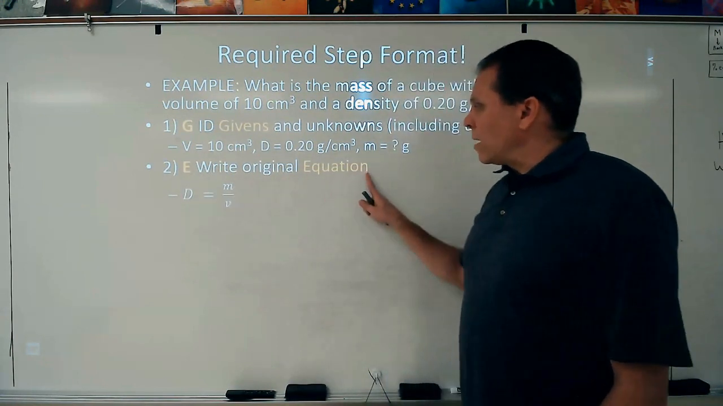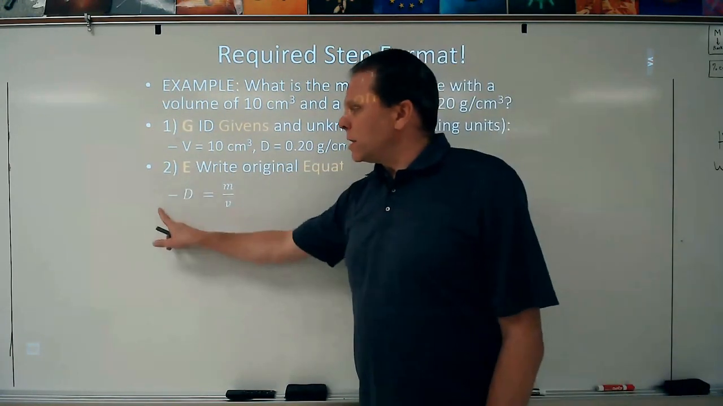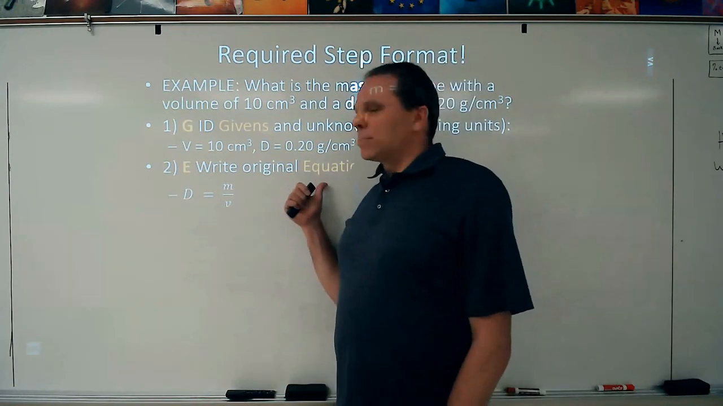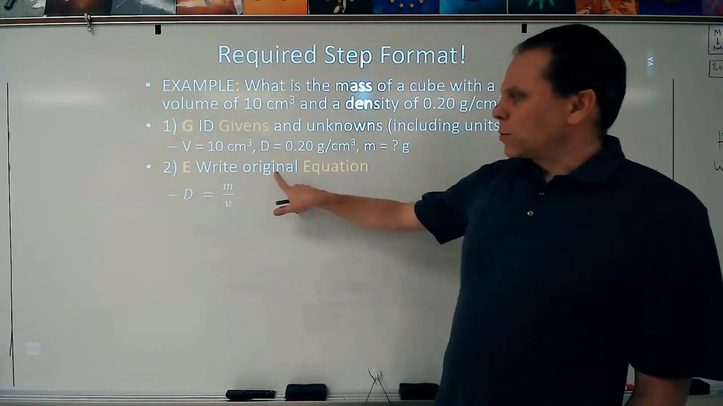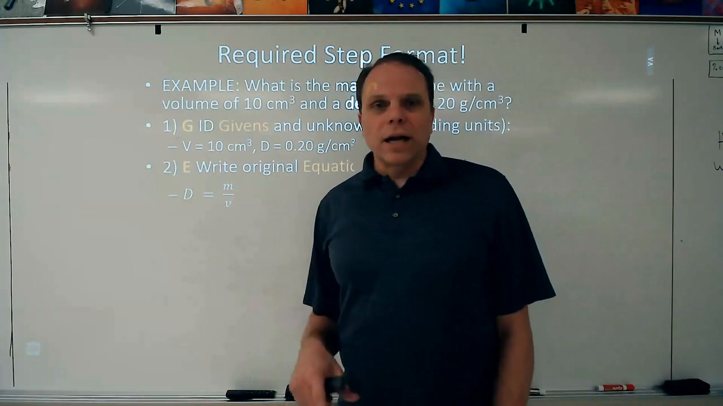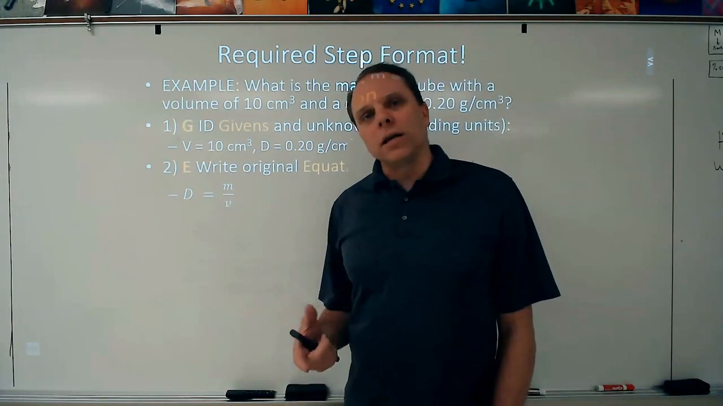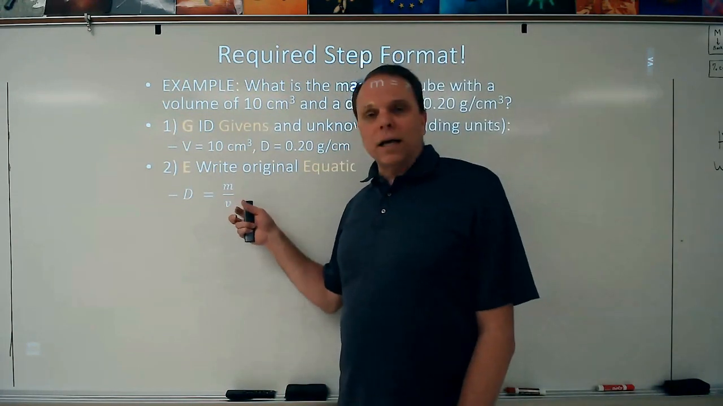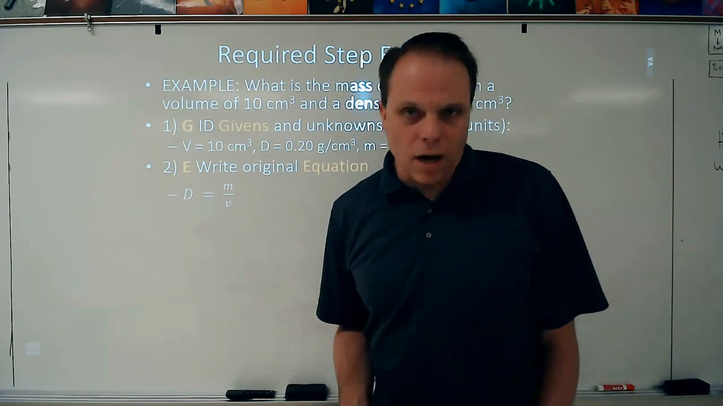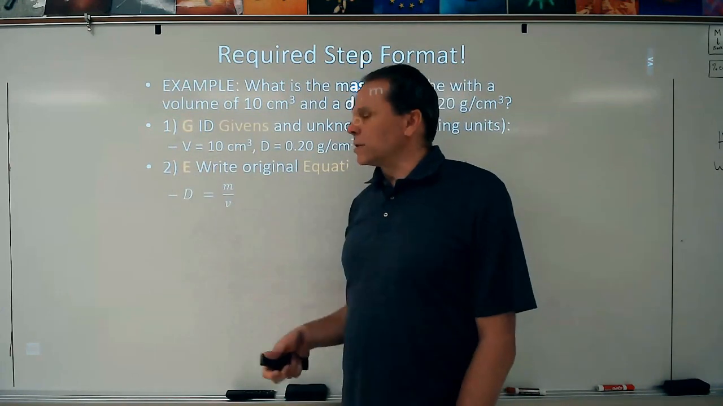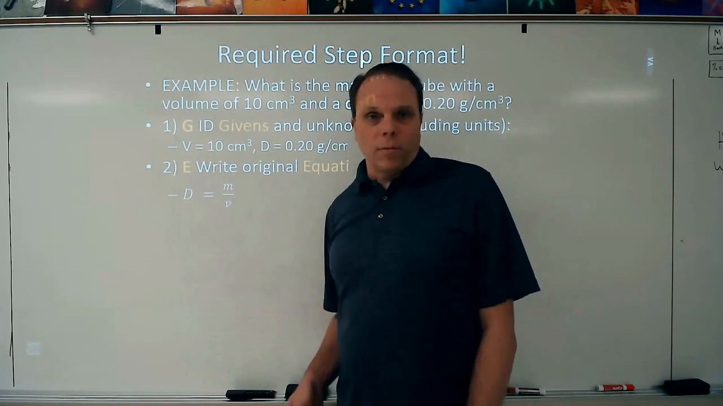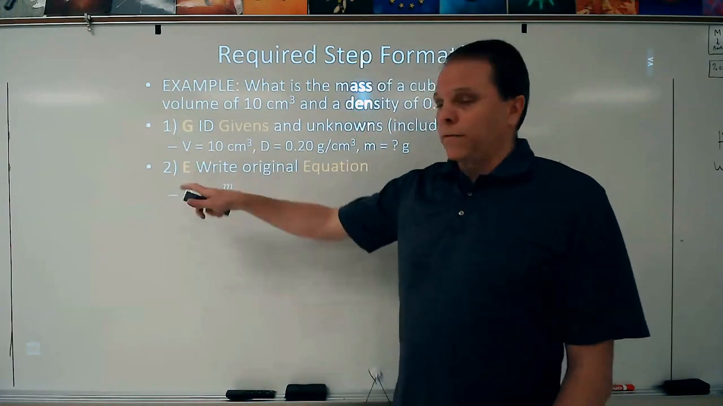Then the E, write original equation. So what equation is it that you're using to solve this? Now, this sometimes can get a little confusing to people because of this word original. Some of you like to just reformulate the equation in your head. Great, I'm glad that you can do that. But write down the standard formula that we have taught you. In this case, density equals mass divided by volume. We didn't teach you the rearranged form of that. So write down the original formula for the equation.